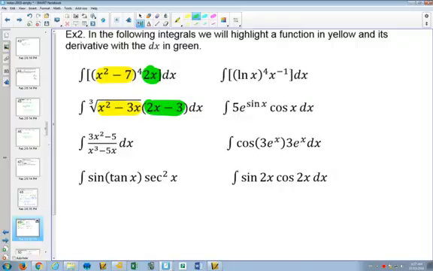This one is probably the hardest one to recognize. It's hard to recognize because this function, x cubed minus 5x, being in the bottom of a 1 over fraction, originally would have been inside a natural log. So that's why it's the inside function. And its derivative is right there, 3x squared minus 5. So that third one is going to be one of the hardest ones for you to see.